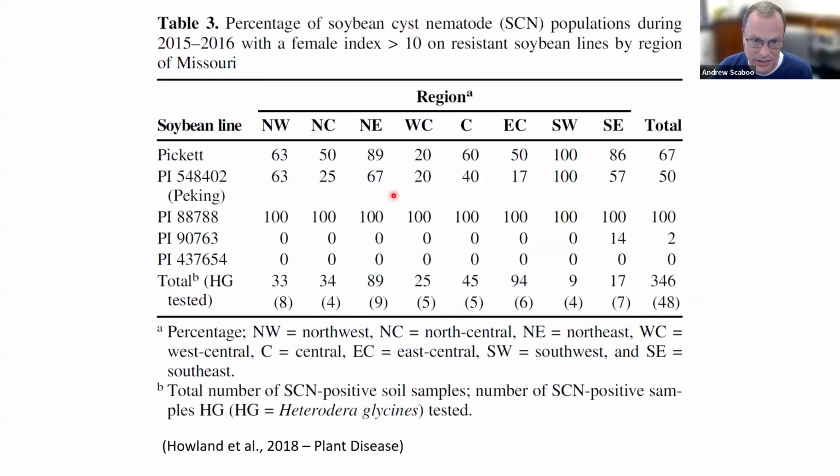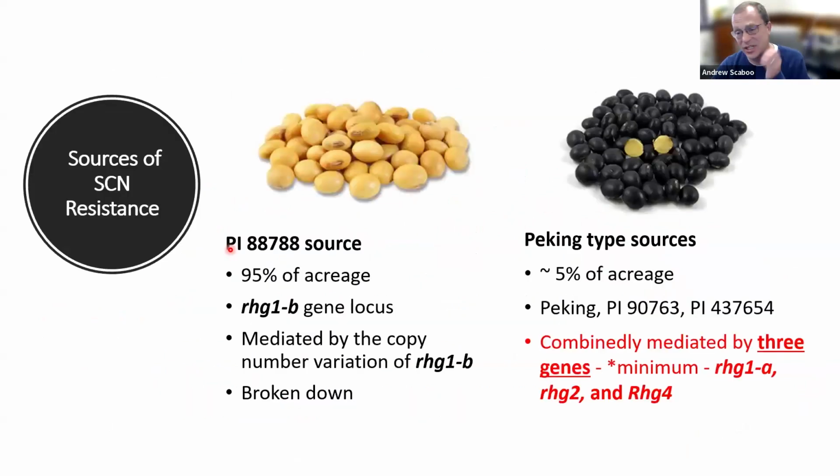Here's just one more example on 88788. 100% of all of the nematodes that were sampled were able to reproduce more than 10% on 88788. So these nematodes have changed. They really have, and that's just not arguable anymore. So we have 2 types of resistance that I'm going to talk about. And I think most people talk about, most farmers and seed dealers talk about.